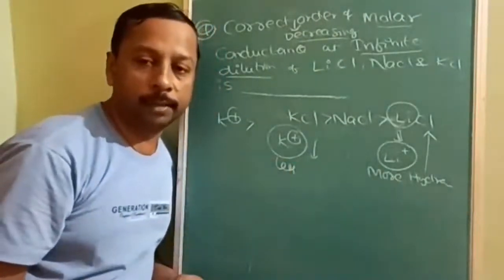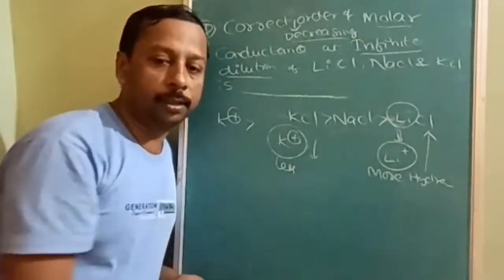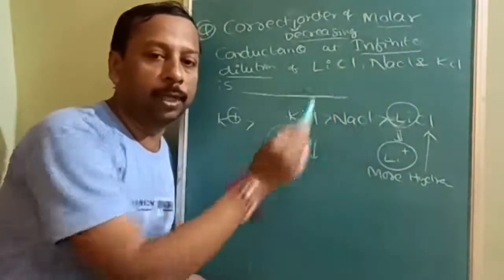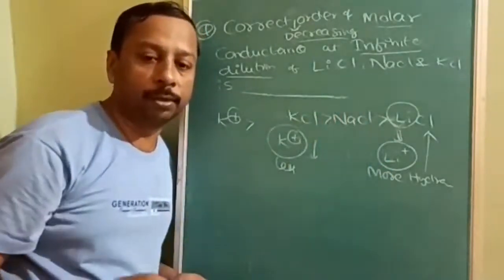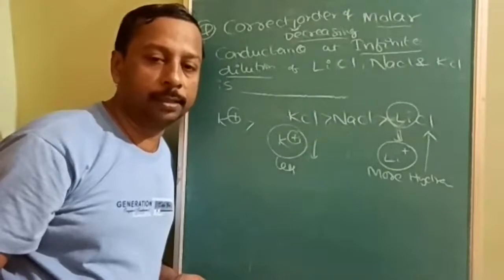Hydration extent depends upon the charge density. Highest charge density is on lithium. Therefore, its ionic mobility is less. Therefore, molar conductance at infinite dilution is also less. Is it understood? So write down KCl less than NaCl less than LiCl.